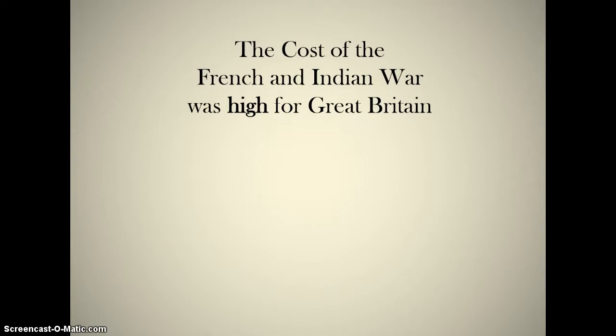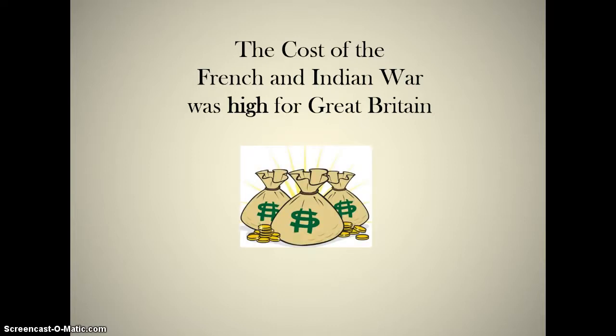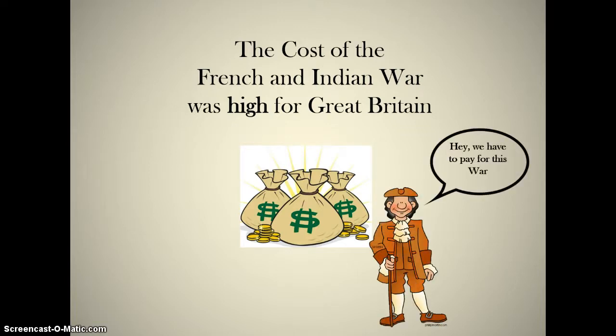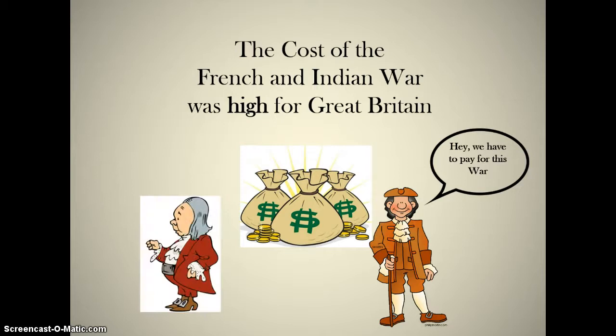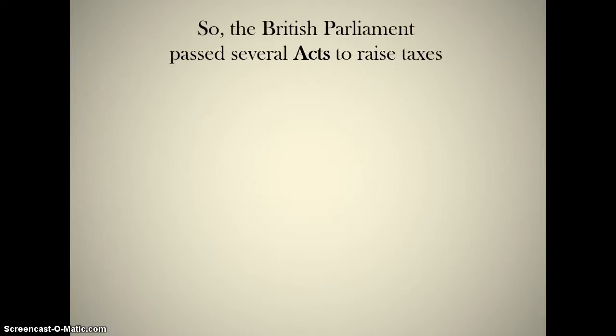Well, first of all, the cost of the French and Indian War was high for Great Britain. They'd spent a lot of money and expended a lot of troops in North America, and they felt it was quite fitting to raise money in the colonies by levying several kinds of taxes. So the British Parliament passed several acts to raise those tax monies from the colonists.